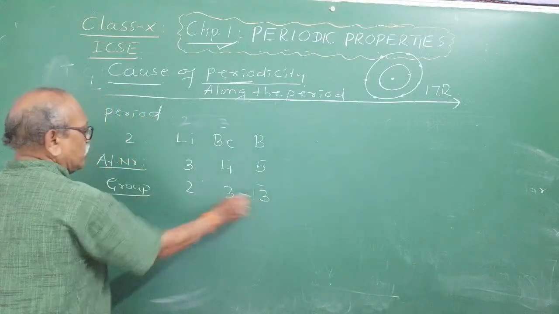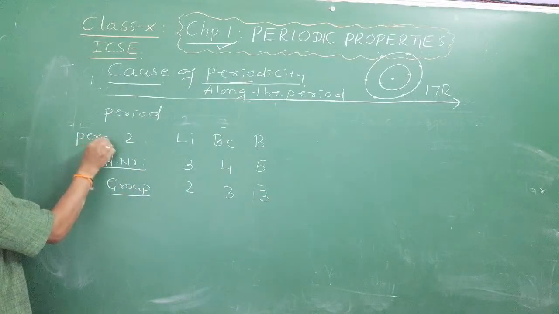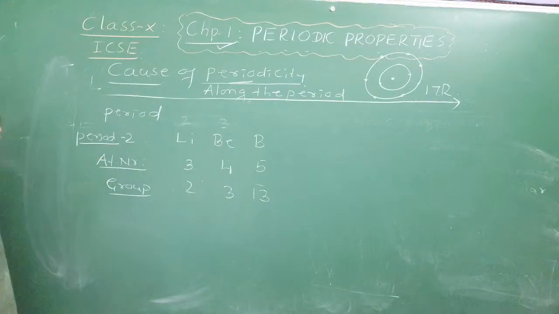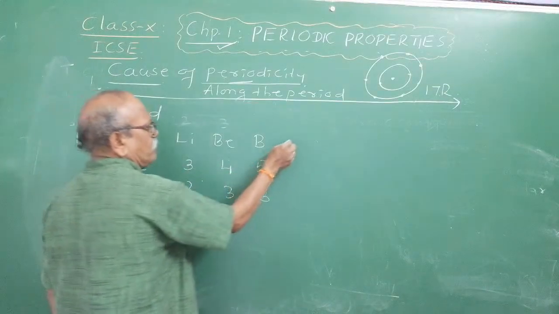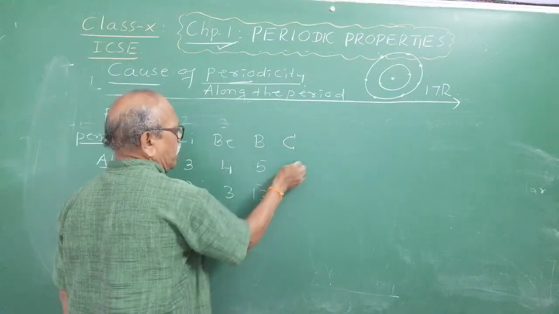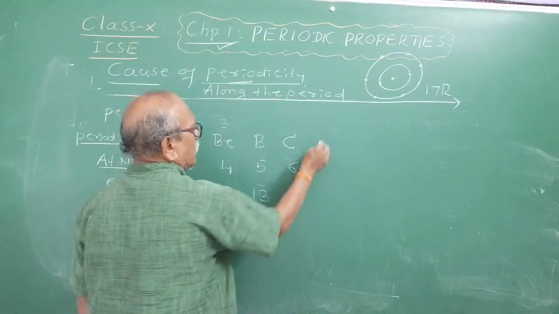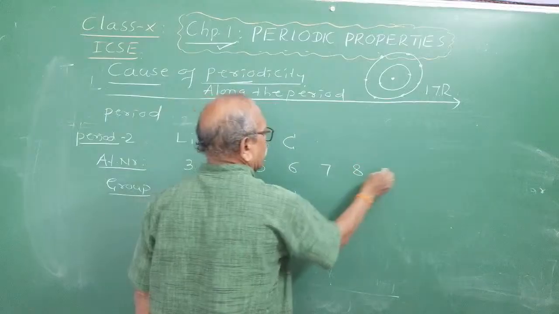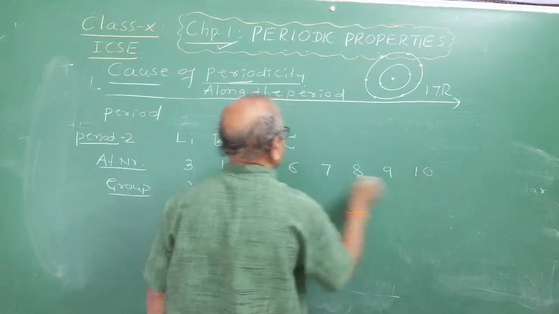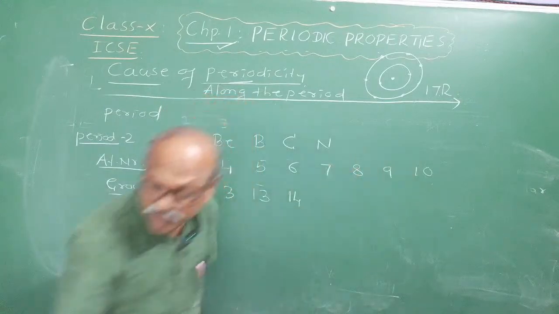Group number is 13. Observe the period number. They are all present in period number 2 only. The electrons successively enter one by one: 3, 4, 5. Next comes the carbon family, atomic number 6. It is placed in the 14th group. Then carbon 6, 7, 8, 9, 10. What is the 7th element? Nitrogen. Along the period, you see the 8th element.